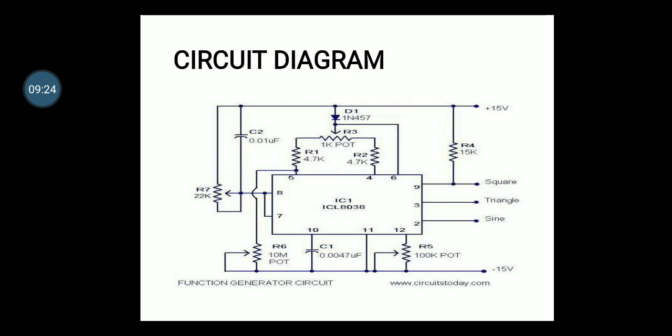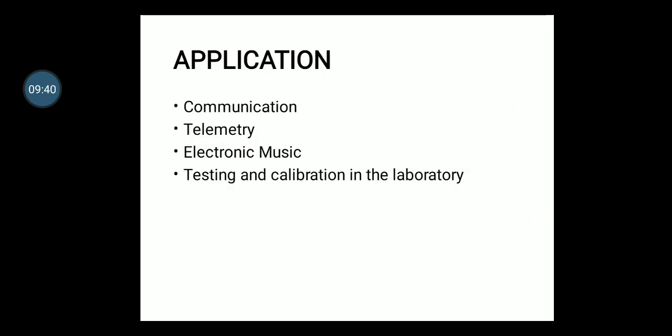Where RA is equal to RB, the duty cycle is 50% and we get symmetric waveforms. For asymmetric waveforms, RA is not equal to RB. For RA equal to RB, F out is equal to 1.5 times VI divided by C RA VCC. This 8038 can be used in communication, telemetry, electronic music, and testing and calibration in the laboratory. It has a duty cycle of 2% to 98%, which is the widest of all.